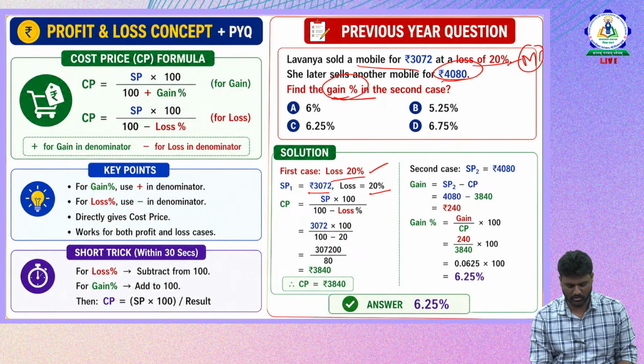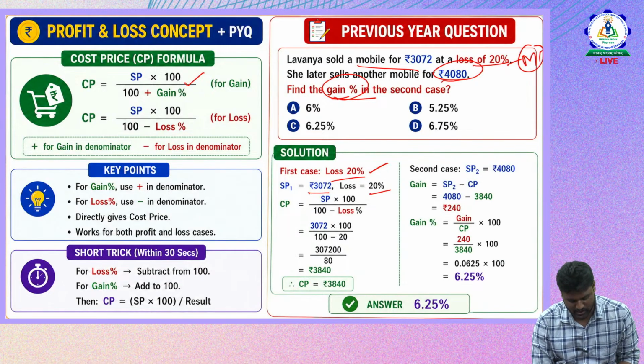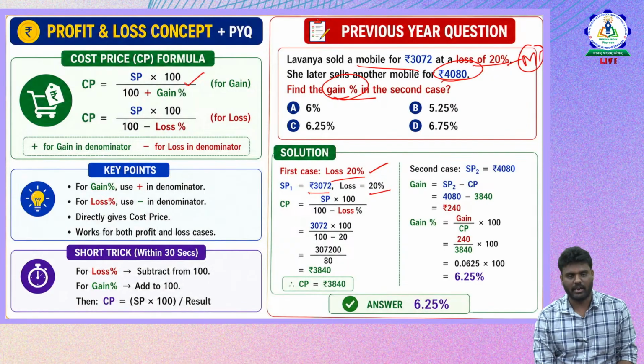So what is the formula to identify the cost price here? We need to apply this formula: cost price is equal to selling price into 100 divided by 100 plus gain percentage, for the gain. Okay, so now apply those values into the given formula. Now what is the selling price here?